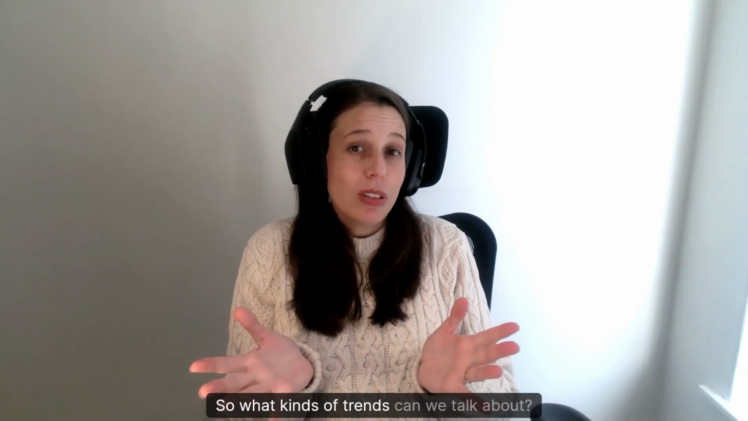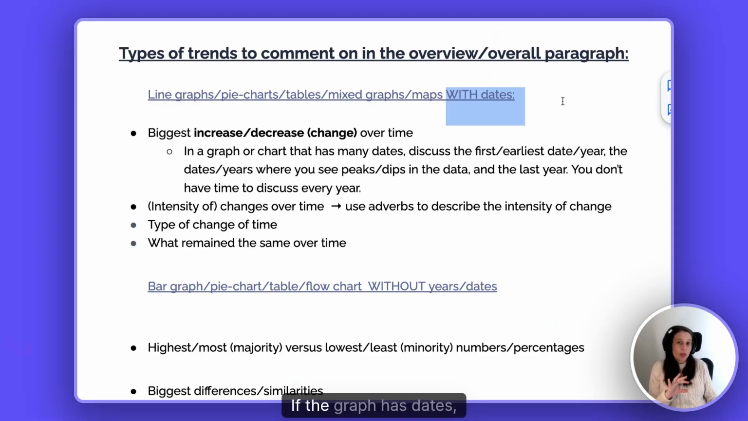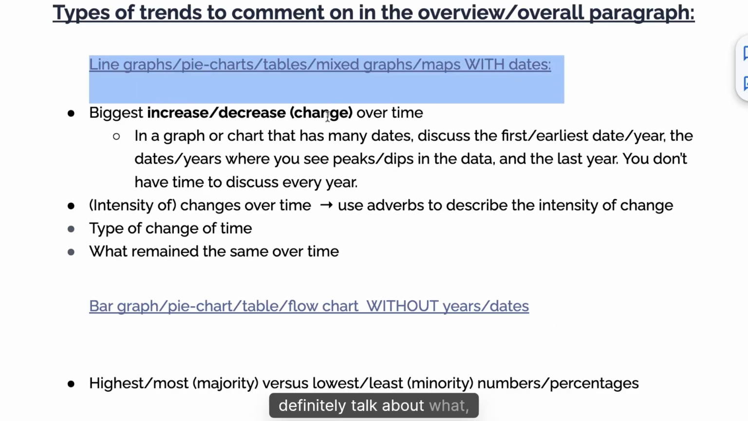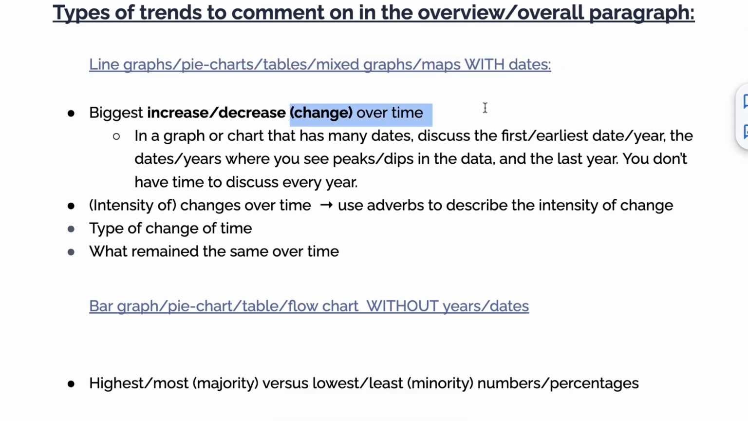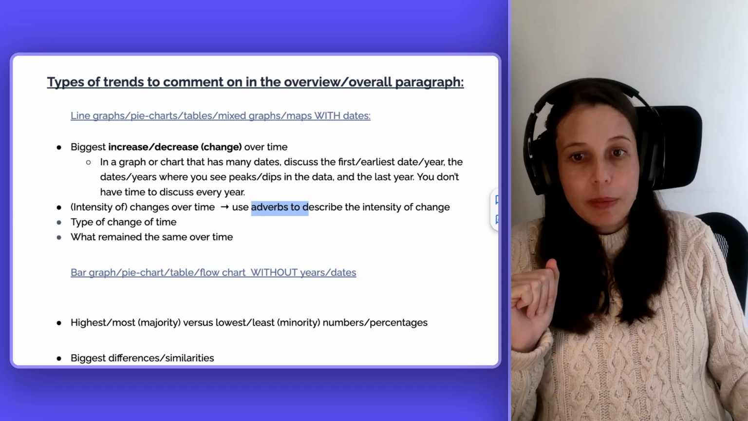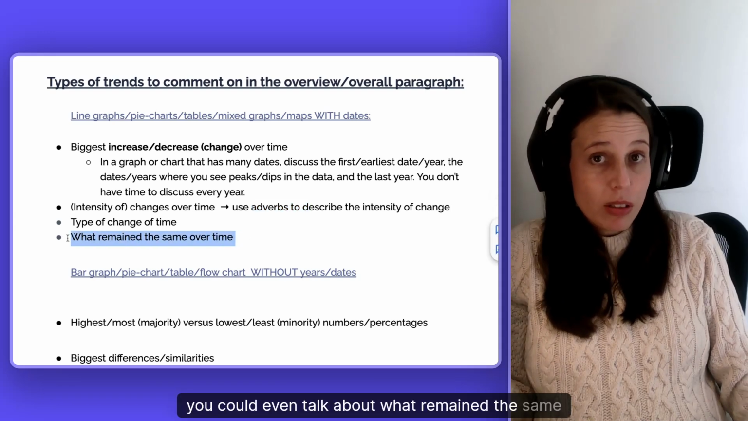So what kinds of trends can we talk about? Well, it depends on the graph. If the graph has dates, then definitely talk about what changed over time, what increased, what decreased, how intense that change was. You know, did things increase dramatically or increase slightly? You could even talk about what remained the same over time.